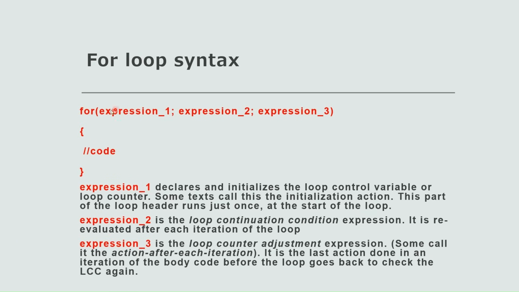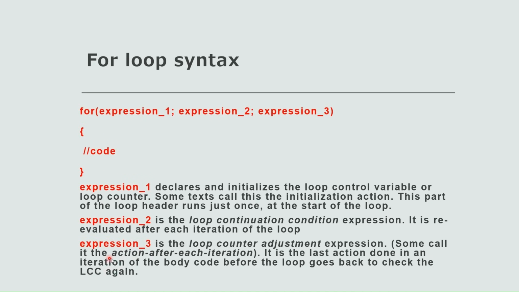So this expression will be initialized, or we have a variable here to initialize, and it is done only one time. Expression 2 is the loop continuation condition expression. It is re-evaluated after each iteration of the loop. So the loop counter check is expression 2. Once this expression evaluates to false, the loop will terminate.